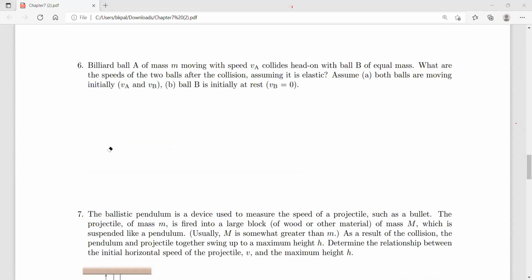This problem we already solved, so check the lecture. In the lecture we already solved this, so I'm not going to do it again here.